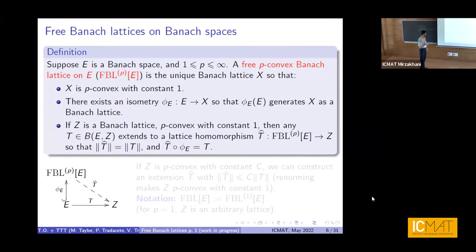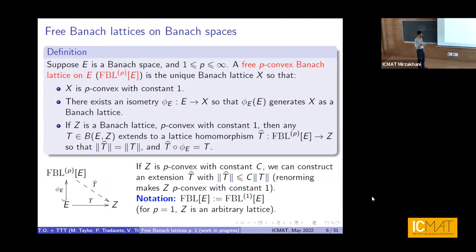Here maybe I should say that it may appear that this restriction of the target Banach lattice being p-convex with constant one is too stringent, because what happens if the p-convexity constant is different? Well, it turns out that this is no problem, because you can renorm the Banach lattice to make the p-convexity constant one. And from this, it follows that if this target space Z is p-convex with constant C, then the extension still exists, but for the norm, we have this estimate involving C.